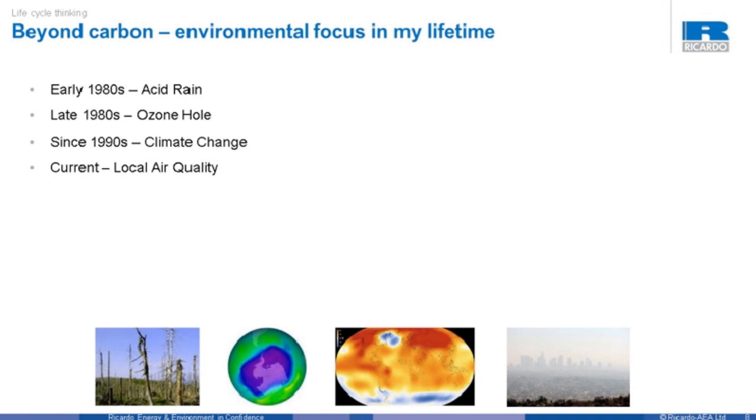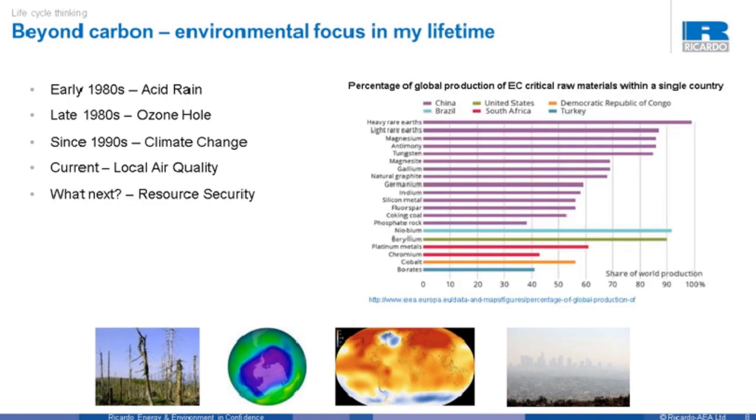Naturally, given this history in my lifetime, it makes sense to look ahead to what might be coming next. In my opinion, the next environmental hot potato, if we can call it that, may well be resource security. This graphic from the European Environment Agency shows the percentages of global production of some critical raw materials that lie under the control of a single country. If any of your products or raw materials are listed on the graph, I'd be interested to know whether you've considered what might happen if the country in question decides it wants the materials for itself and stops exporting them.